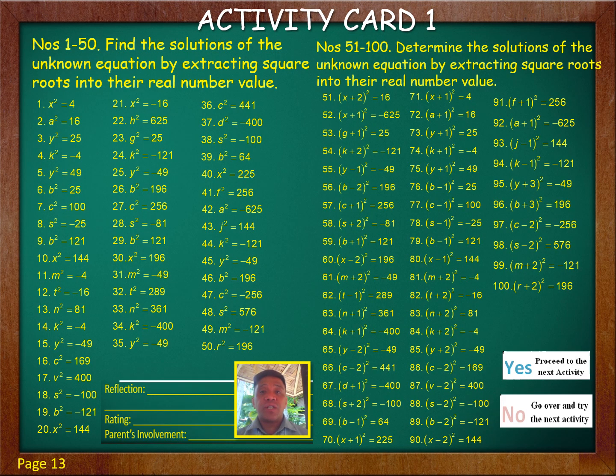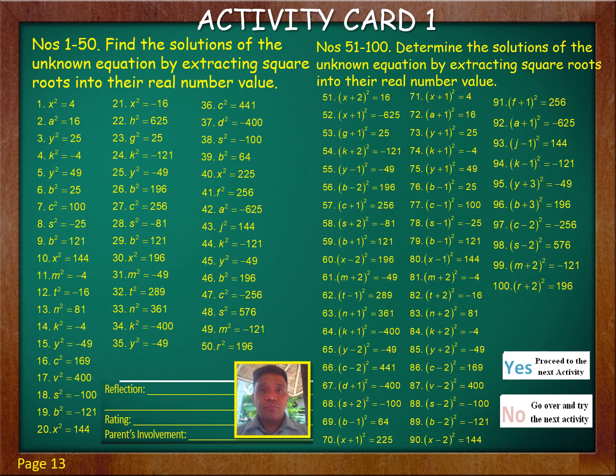And we also have the activities on how to perform, but activity card 1 focuses only on extracting square roots. Take note, I give here 100 quadratic equations, but you are going to solve them only through extracting square roots. If you have some doubts, you are going to monitor yourself through assessment as learning, through your reflection. And you also have to inform your parents about this.